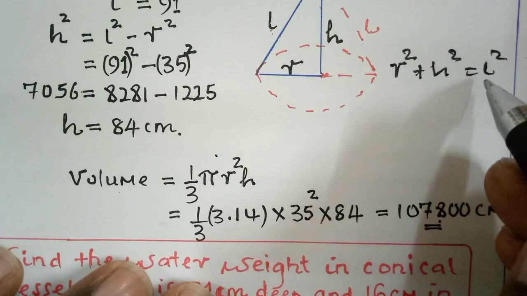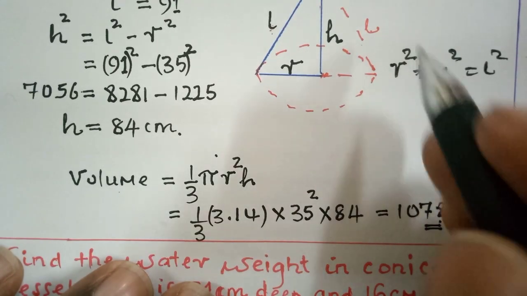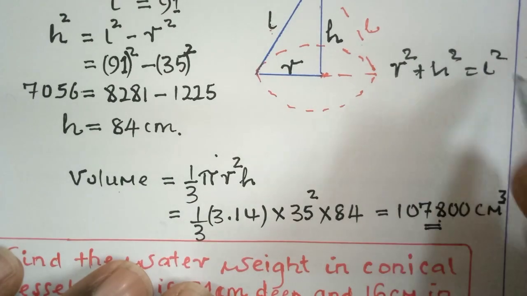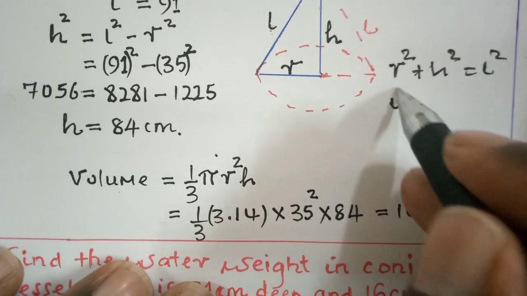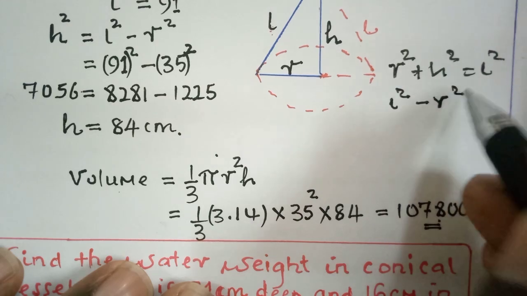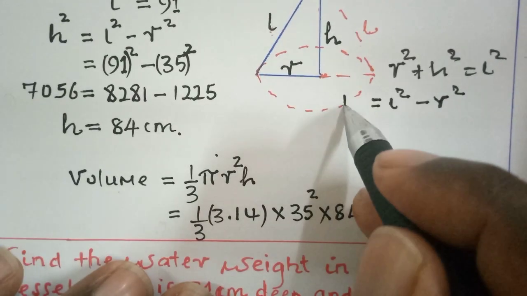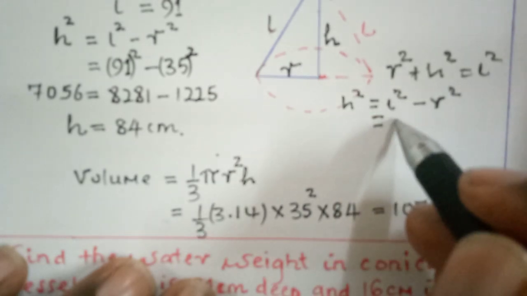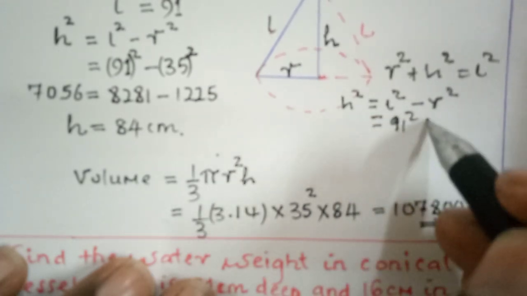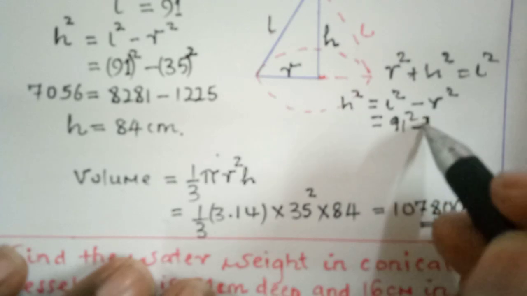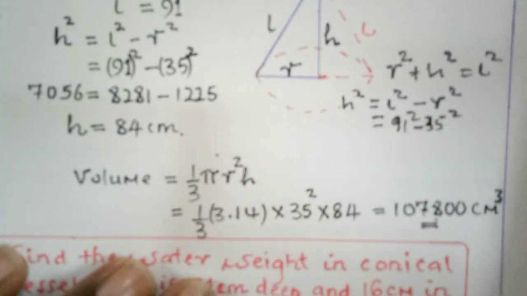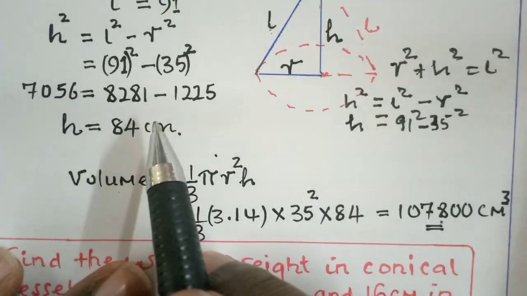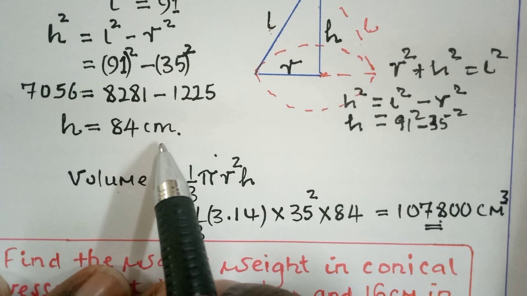But what we do not know is actually H squared or H. So we can now bring this R this side, so that we have L squared minus R squared is equals now to H squared. Now you can replace L squared to be 91 squared minus R squared is 35 squared. So our H now we can be able to get by what I have done here now, guys. And our H is now 84.